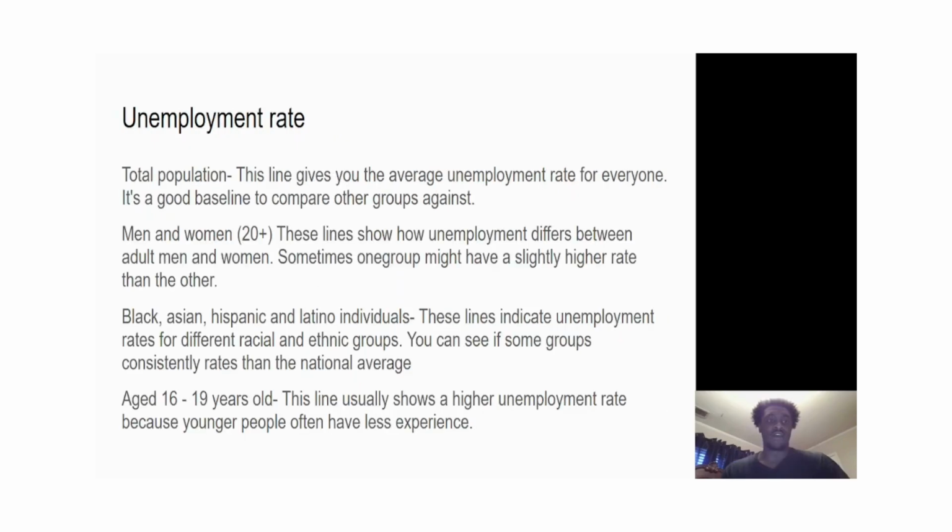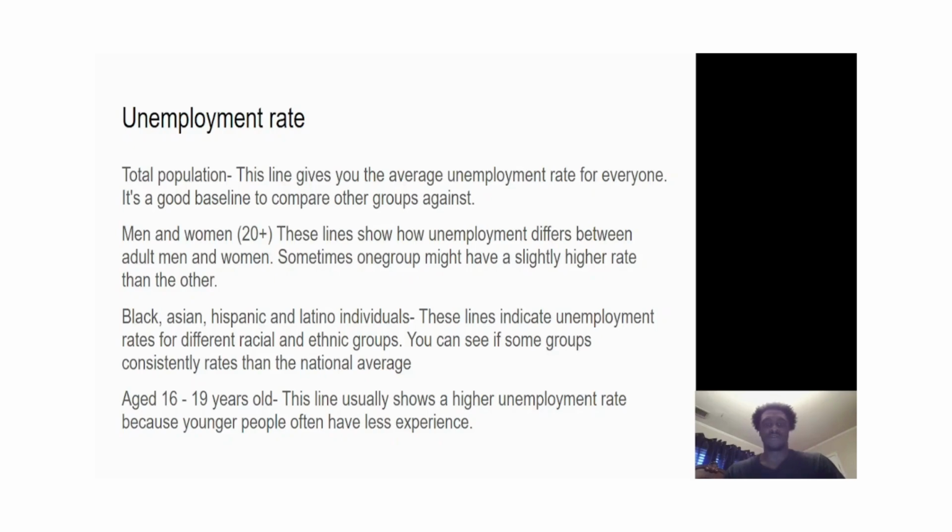Unemployment rate, total population. This line gives you the average unemployment rate for everyone. It's a good baseline to compare other groups against. Men and women, 20 plus. These lines show how unemployment differs between adult women and men. Sometimes one group might have a slightly higher rate than the other.